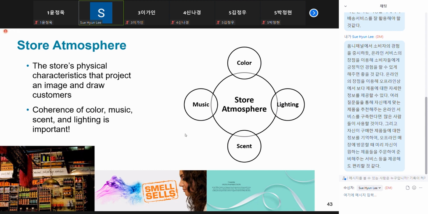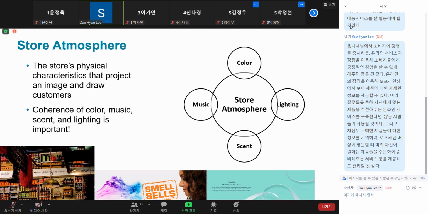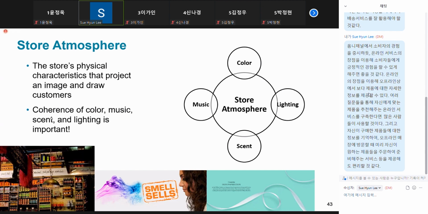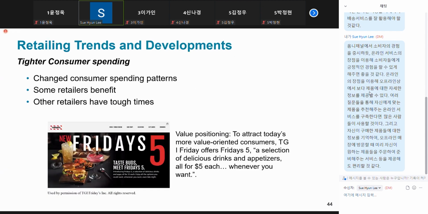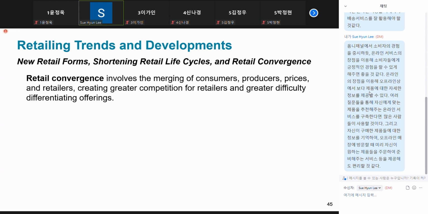What if the color, image, and music style are really different? For example, it's a luxury jewelry shop and the music is really noisy rock style music. Maybe it's a little bit awkward, right? You have to think about this coherence. Okay, so let's finish with our retail trends with one video clip.